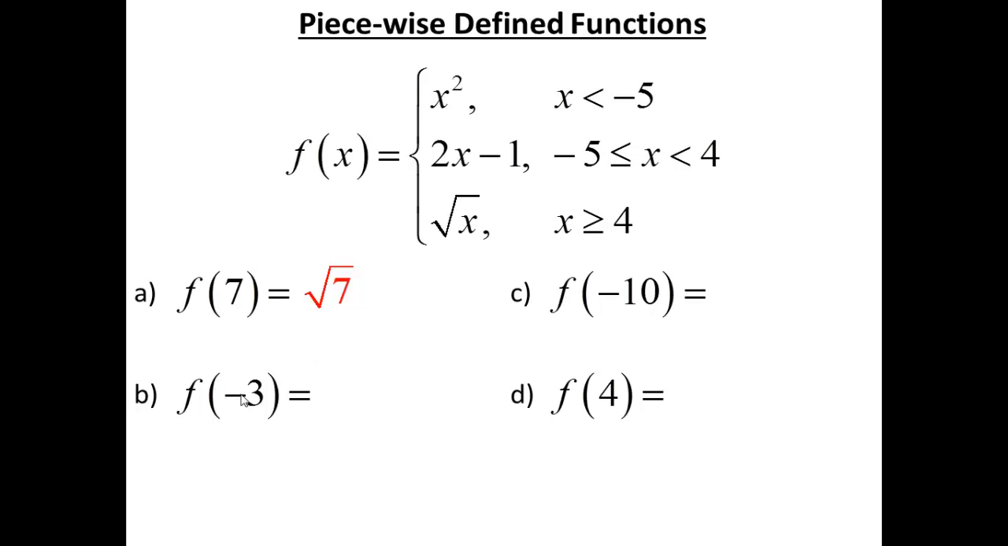So the second one, f of -3, I'm going to look to see which interval -3 fits on. Well, -3 is going to be between -5 and 4. So I'm going to use 2x minus 1 to evaluate f of -3. And when I do that, I get -7.